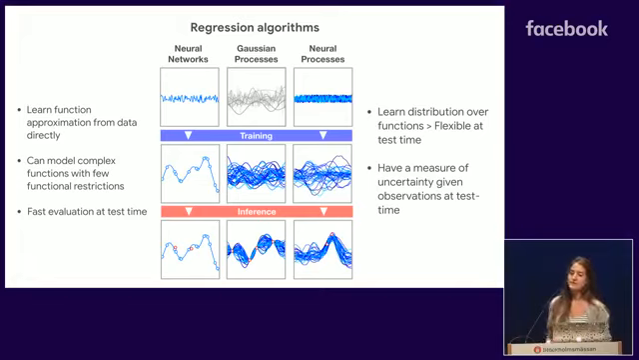Now, we are introducing neural processes, which we aim to have a combination of both benefits. We're going to implement them as neural networks, so they're going to be initialized at random themselves, but they're going to model a distribution over functions.